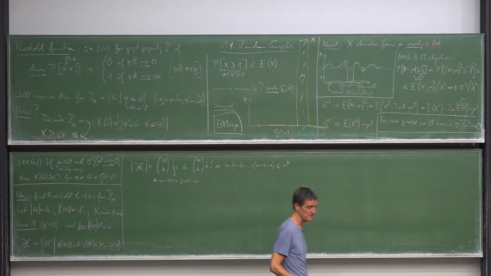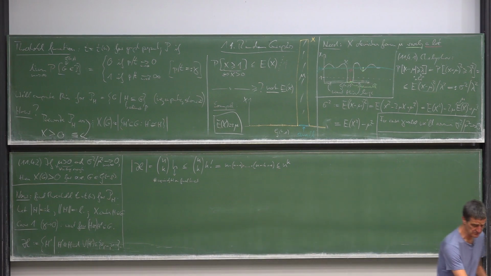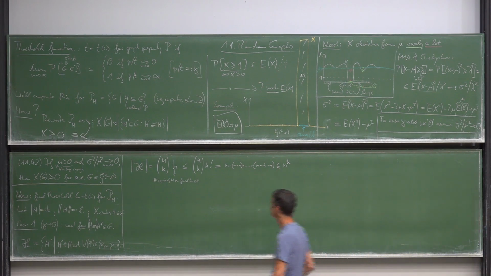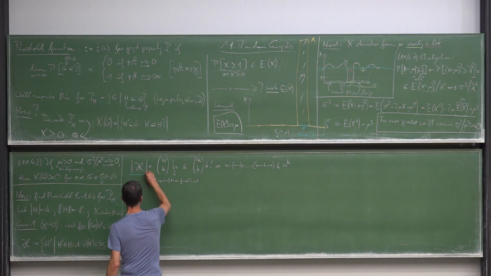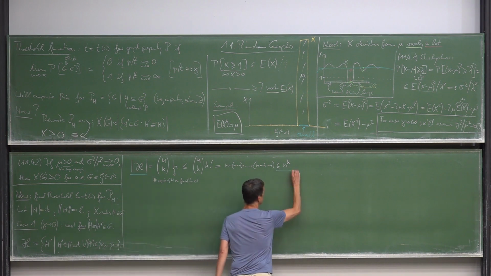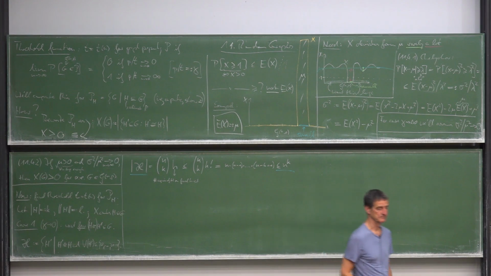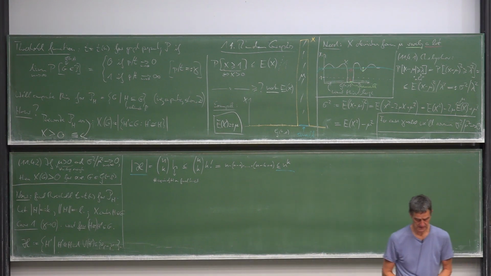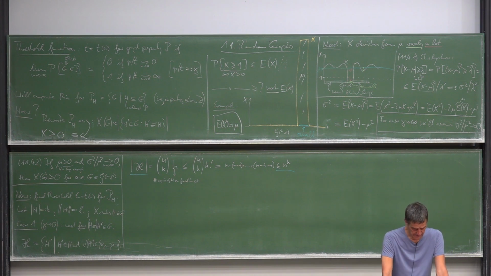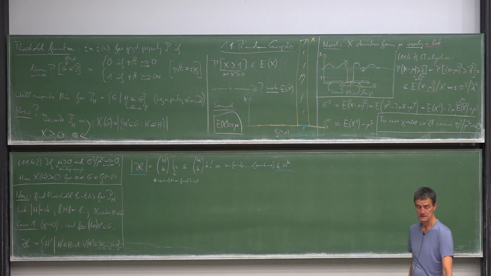So this is at most n to the k, which is all we're going to use. So this is going to be at most n to the k. Okay. Right. So let's compute this. I think I'll do one big line.